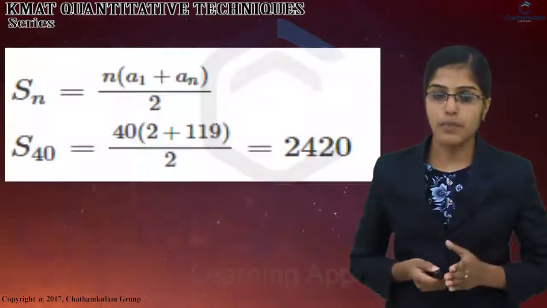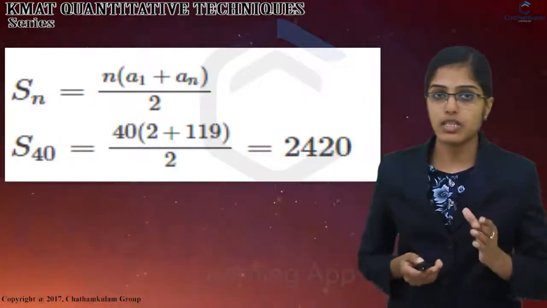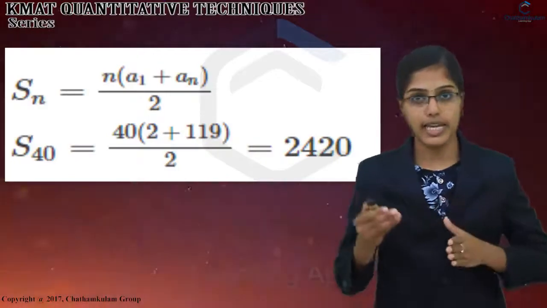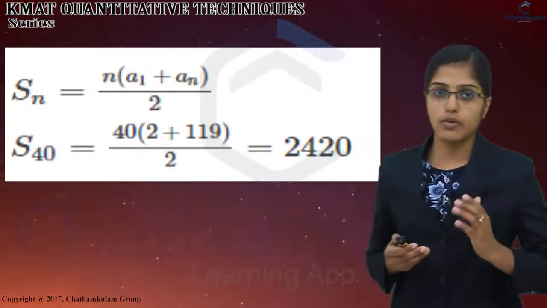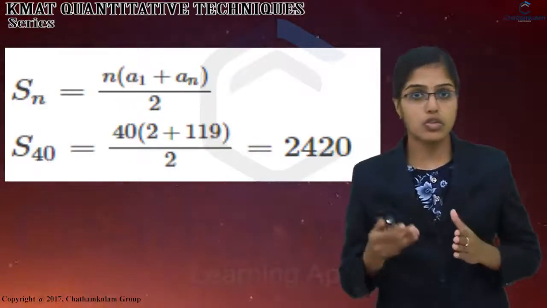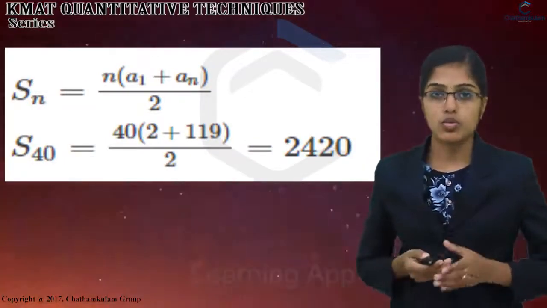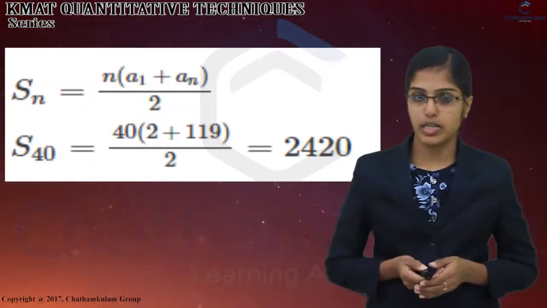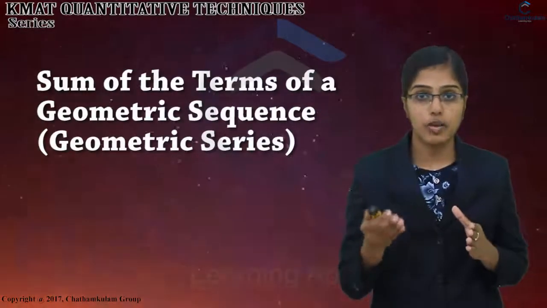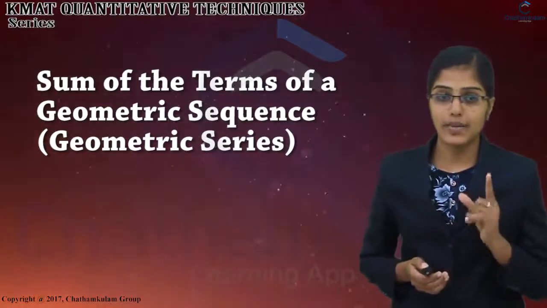Then find the sum. From the equation, Sn is equal to n into a1 plus an divided by 2. So S40 is equal to 40 into 2 plus 119 divided by 2. So that is 2420.